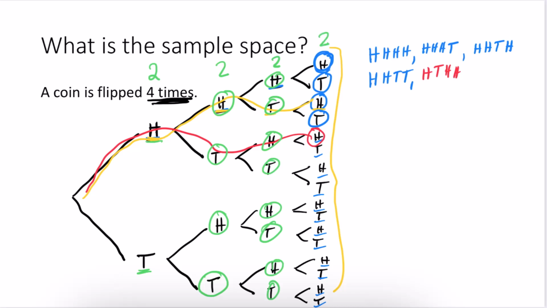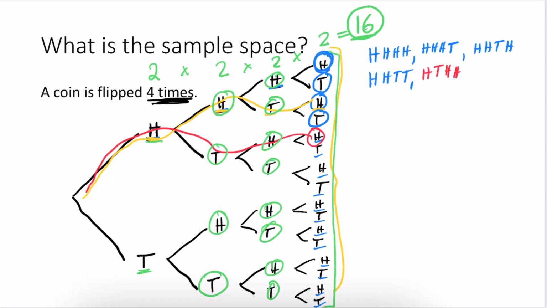And you'll notice that if you do 2 times 2 times 2 times 2, that equals a total of 16 possible outcomes. And you can see that we do have 16 end branches in our choice tree. And so you can write out the mathematical expression that tells you how many possible outcomes there are. And you don't necessarily have to write out the whole sample space.